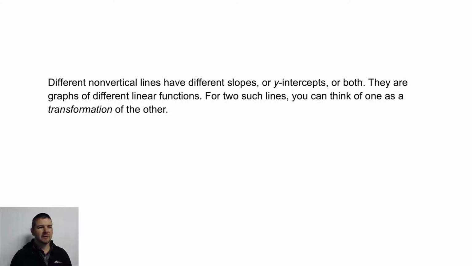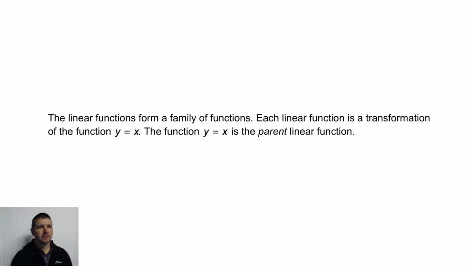Different non-vertical lines have different slopes, or y-intercepts, or both. They are graphs of different linear functions. For two such lines, you can think of one as a transformation of the other. The linear functions form a family of functions.